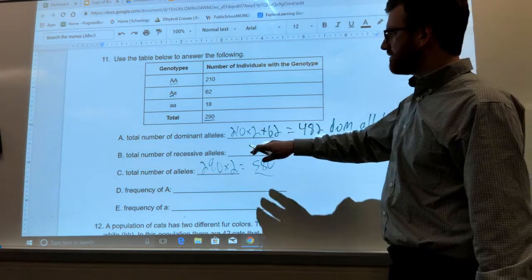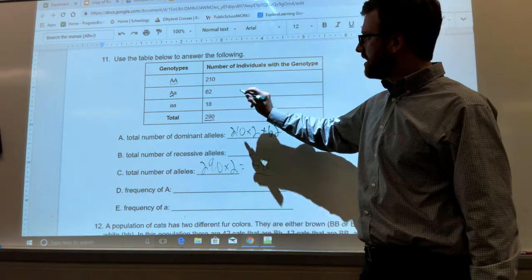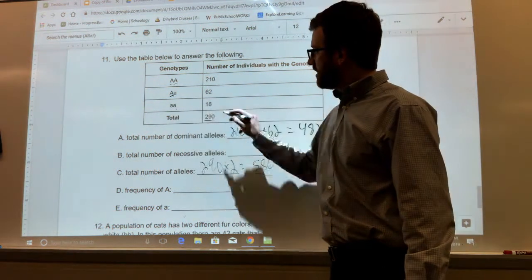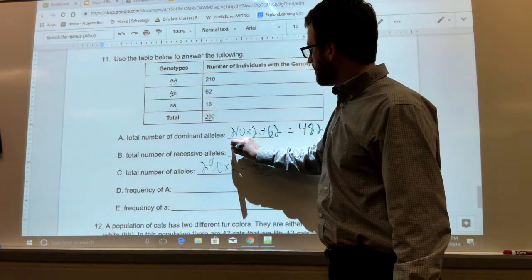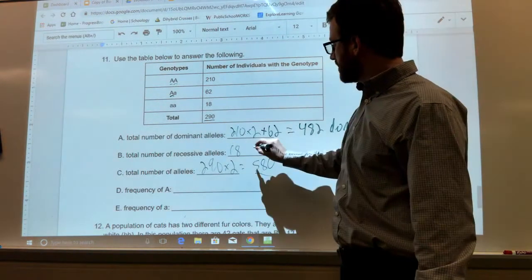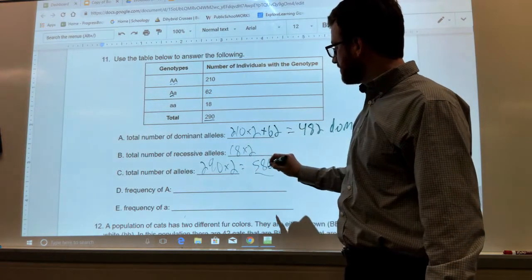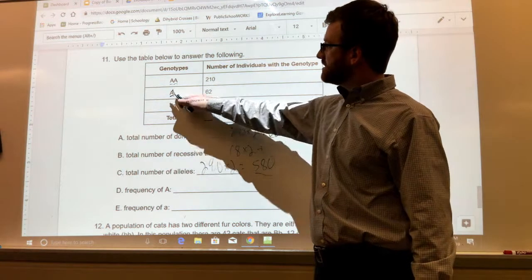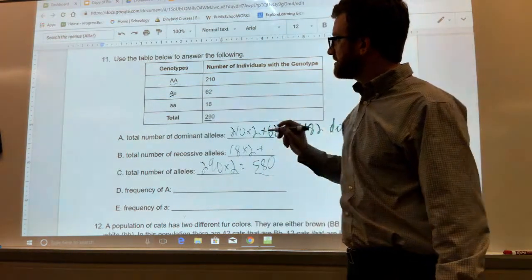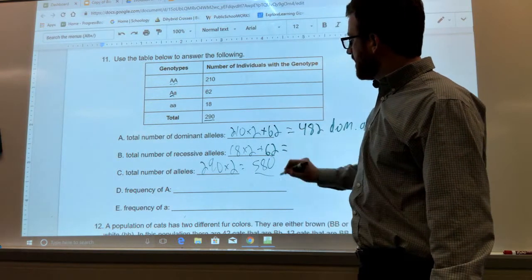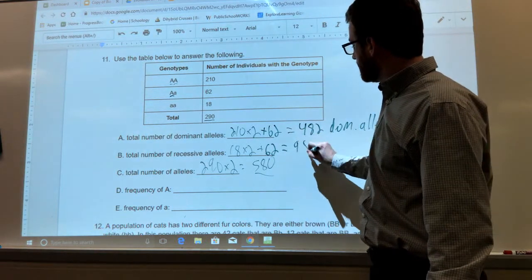Okay, and for the recessive alleles, you are going to start with the genotype little a, little a. So you have 18 with little a, little a. Each of these 18 has 2 little a's, so you have to multiply by 2, and then you're not done. You have these 62, and each of these 62 individuals has a little a. So you then have to add 62, and then you get 98.